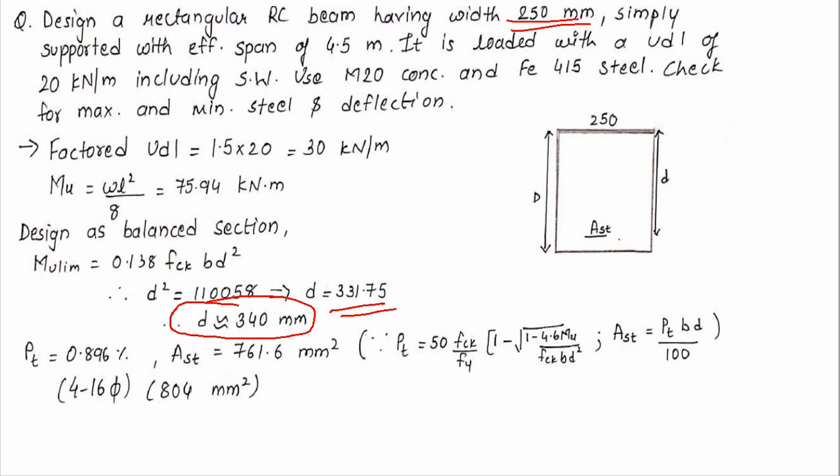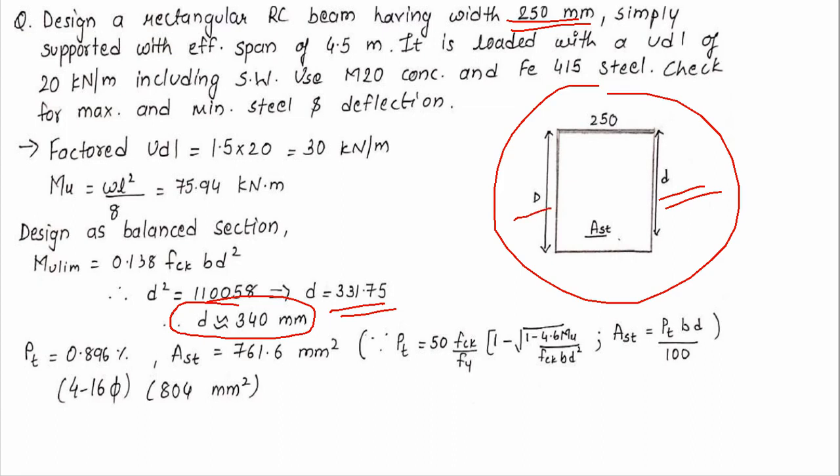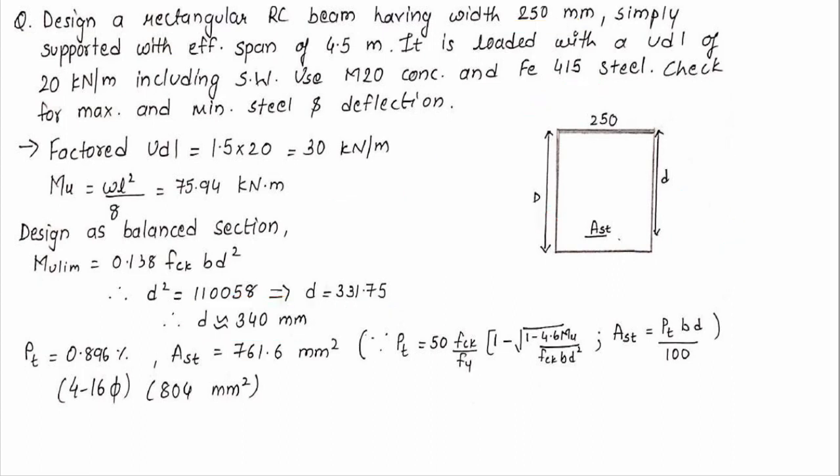So our section will be like this: 250 width. This will be the small d that we have calculated. Capital D will be small d plus 50, assuming 50 mm cover. So capital D will be 390 mm. It has not been asked, but it is just for reference. So the first portion, the dimensioning, is completed. Now we'll move on to the second portion, that is to find the steel content or area of steel.